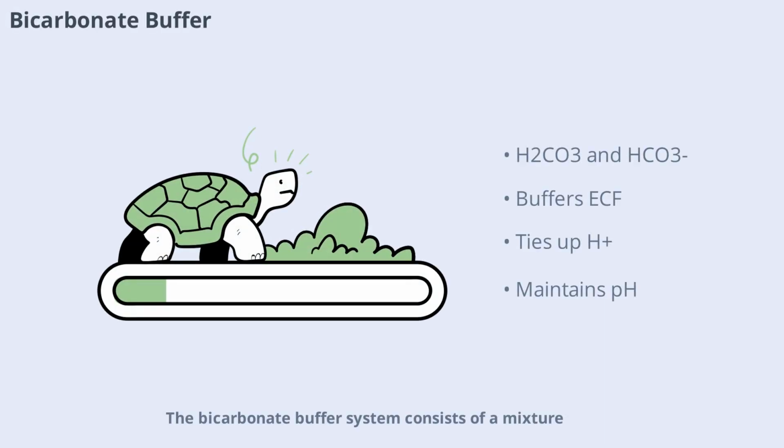The bicarbonate buffer system consists of a mixture of carbonic acid, H2CO3, and salts of bicarbonate, HCO3-, such as sodium bicarbonate. It buffers both intracellular and extracellular fluid but is the only important extracellular fluid buffer. When strong acids or bases are added, the system ties up hydrogen ions or releases them to maintain pH.